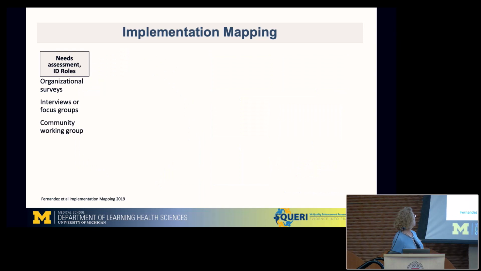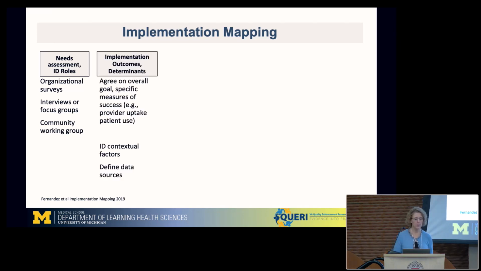So implementation mapping is another way of thinking about, and again, I'll just review this quickly because basically these are just examples of what you can do a needs assessment. So this is like you have your hybrid type 1 and you're doing your effectiveness trial now. So these are things you can start collecting.